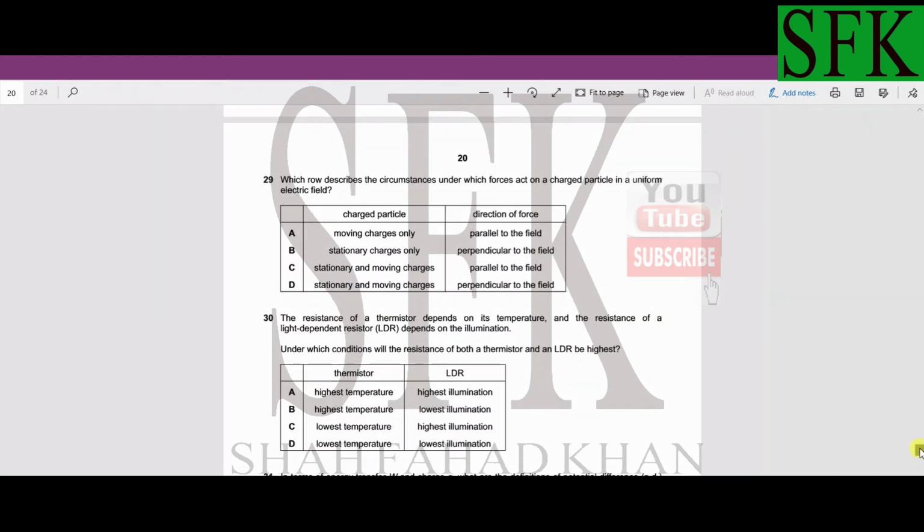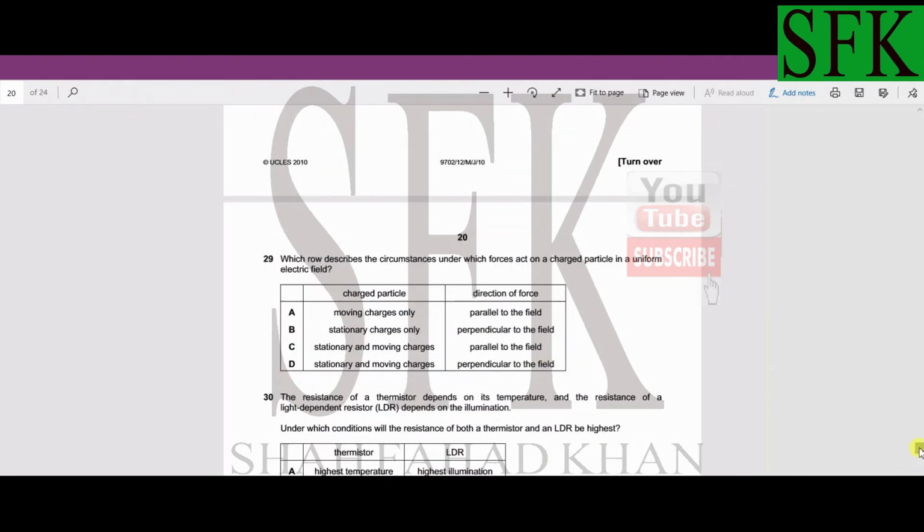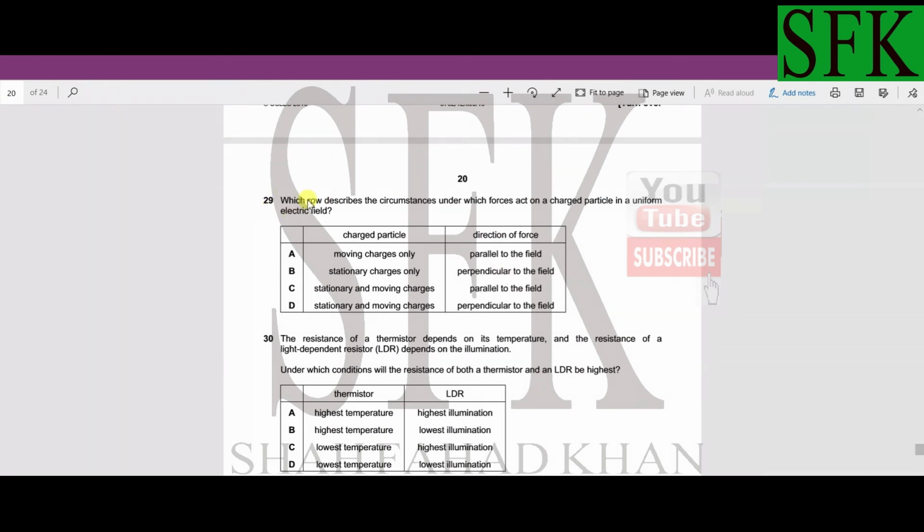These are the last two MCQs for this lecture. Which row describes the circumstances under which forces act on a charged particle in a uniform electric field? In electric fields, both stationary charged particles and moving charged particles experience electric force. And what about the direction of the force? Is it parallel to the field or perpendicular to the field?